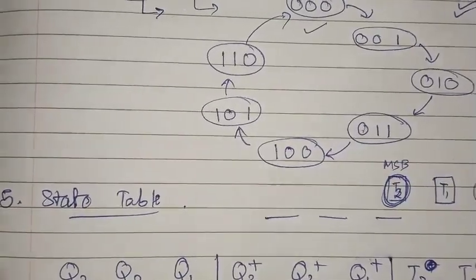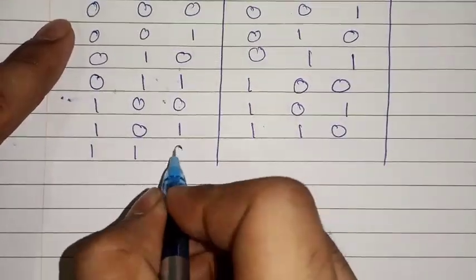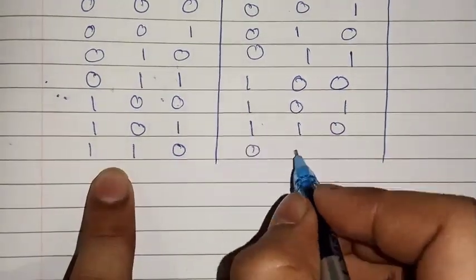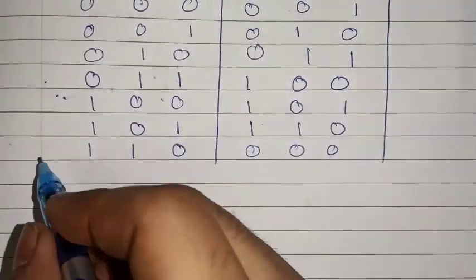Then don't forget to add this last step, which most students forget, which is writing this state 1, 1, 0. Then our counter should reset to 0, 0, 0 to work in a loop. So this row is important.